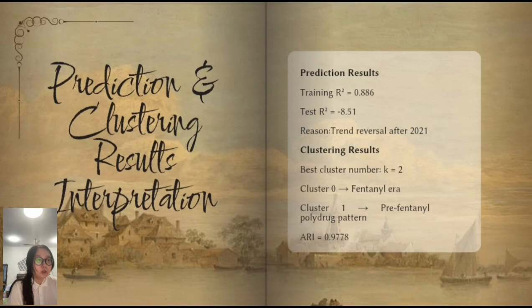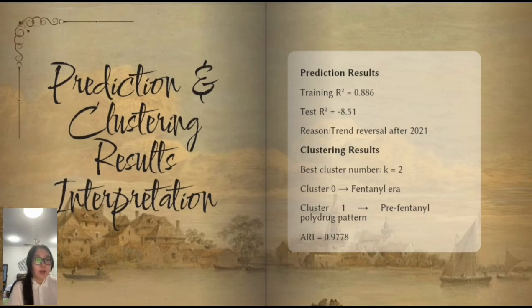From around 2012 to 2021, the number of overdose deaths generally increased over time. Because of this consistent upward trend, the regression model was able to capture the pattern effectively. However, when we tested the model using the data from year 2023, the R-squared value became negative.